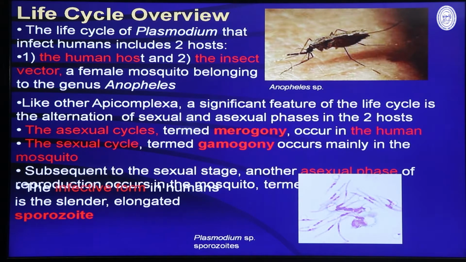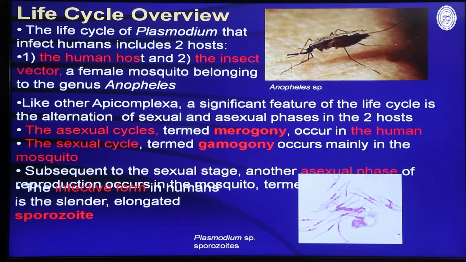Now, before coming to the life cycle, we will have a short discussion about this malaria parasite. These Plasmodium, which belong to the phylum Apicomplexa, include two hosts. One is the human host and the other one is the insect host. The insects that actually propagate the disease are the female anopheline mosquitoes. That means the female mosquitoes are responsible for propagating this parasite.